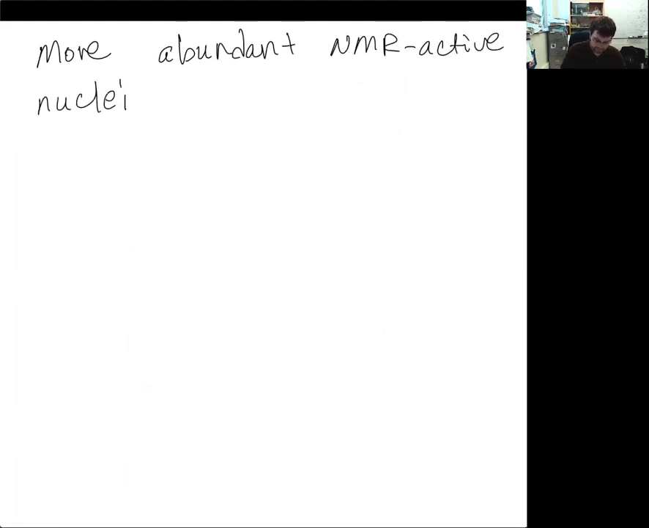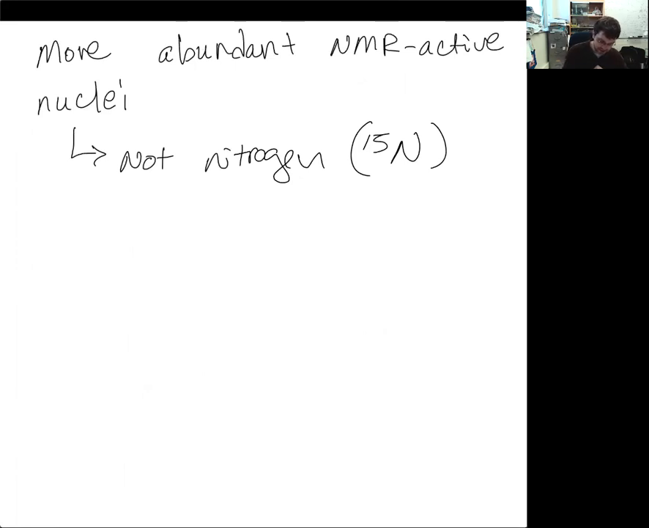So more abundant NMR active nuclei. Well, not nitrogen. Nitrogen can be studied, but only as its N15 isotope. Not nitrogen, because N15 is active, we'll write that here, but not abundant.